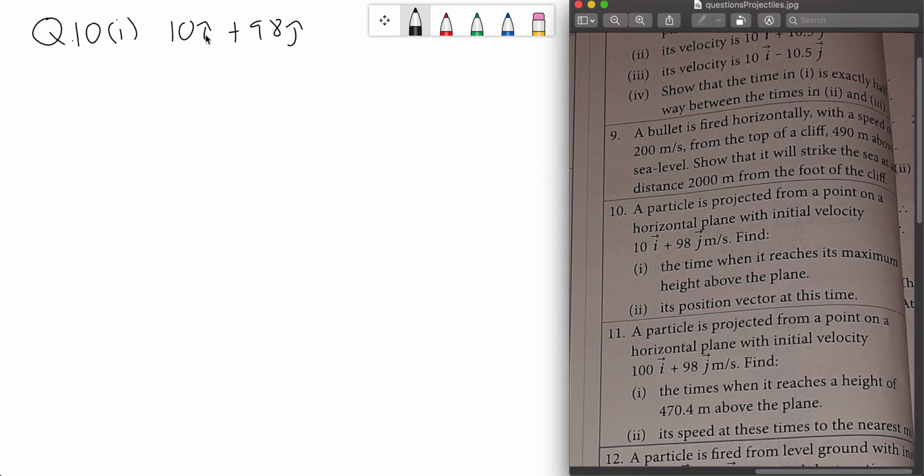Question 10, part 1. And the initial velocity is given as 10i plus 98j. So let's look at the question. A particle is projected from a point on a horizontal plane with an initial velocity of 10i and 28j. Find the time when it reaches its maximum height above the plane, and its position vector at this time.